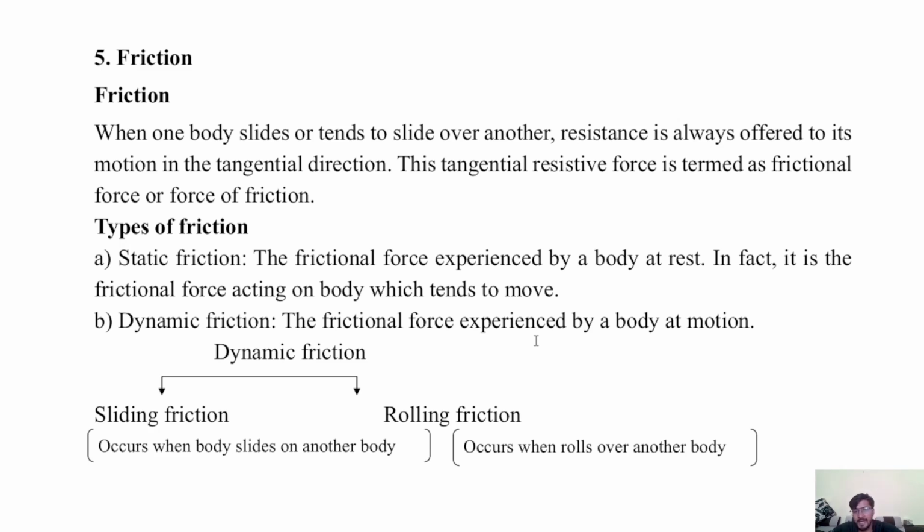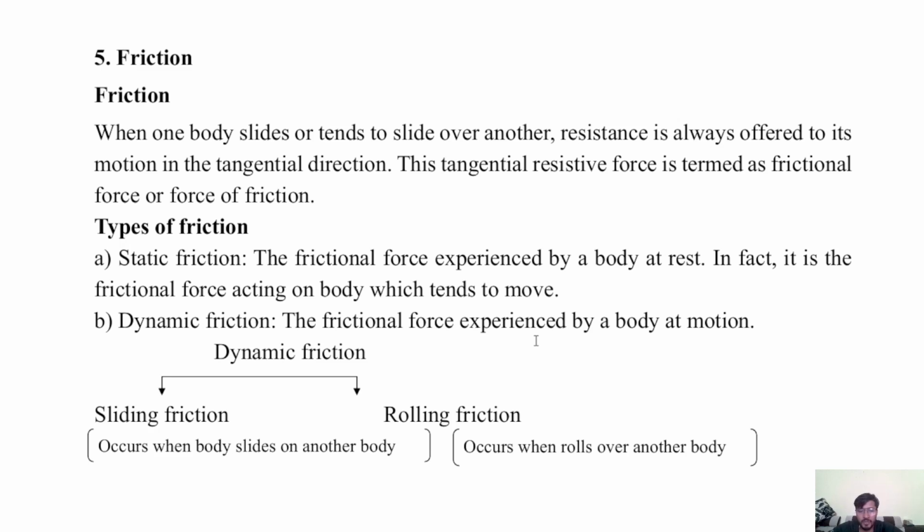When one body slides or tends to slide over another, resistance is always offered to its motion in the tangential direction. This tangential resistive force is termed as frictional force, friction force, or force of friction. So there are two types of friction. One is static friction and another is dynamic friction. The frictional force experienced by a body at rest. In fact, it is the frictional force acting on a body which tends to move.